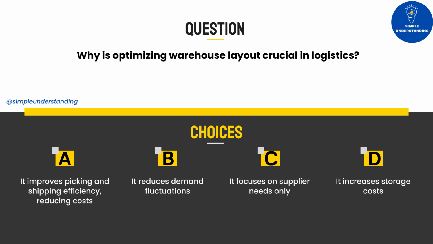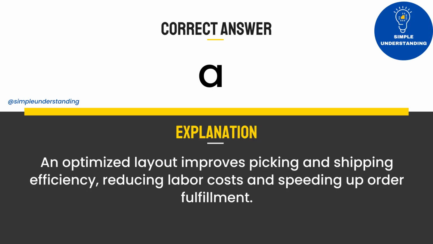4. Why is optimizing warehouse layout crucial in logistics? A. It improves picking and shipping efficiency, reducing costs. B. It reduces demand fluctuations. C. It focuses on supplier needs only. D. It increases storage costs. Correct answer: A. Explanation: an optimized layout improves picking and shipping efficiency, reducing labor costs and speeding up order fulfillment.